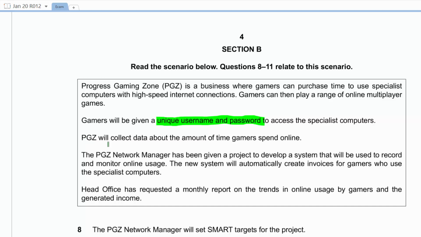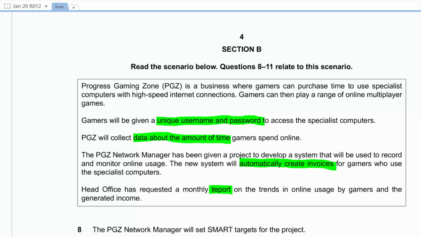We're told they will collect data about the amount of time gamers spend online, so we could highlight this as well, thinking maybe about the law, about the Data Protection Act, about what data is being collected, and it's about this amount of time. We are told their network manager has been given a project to develop a system that will be used to record and monitor online usage. The new system will automatically create invoices for gamers who use the specialist computers, again thinking maybe that's an important detail, being automatic in this process. Head Office has requested a monthly report on the trends in online usage by gamers and the generated income. So a report, again we could be thinking LO6, what presentation methods could we have for that report?